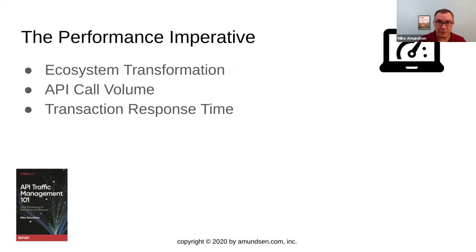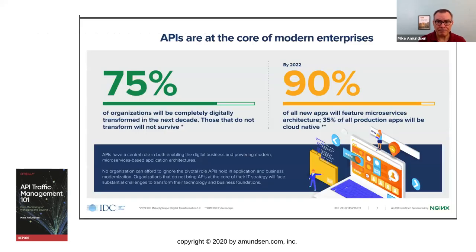It's the transformation of their ecosystem itself with the introduction of real-time APIs of various types. It's a change in the call volume for APIs, where polling or typical REST-style HTTP call and response APIs at one kind of volume level, that volume level changes dramatically when we start talking about real-time APIs. And then we need to talk about response time, which is related to call volume. So we've got some real challenges ahead of us.